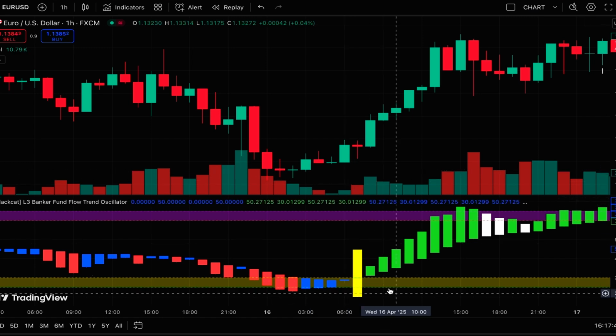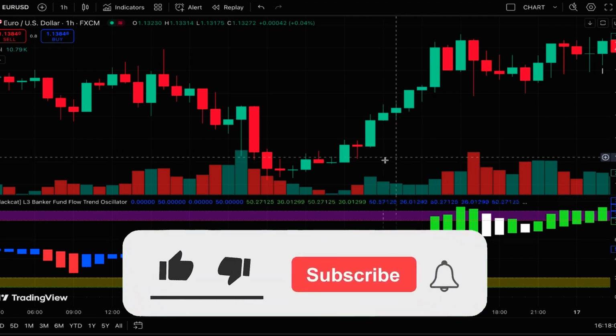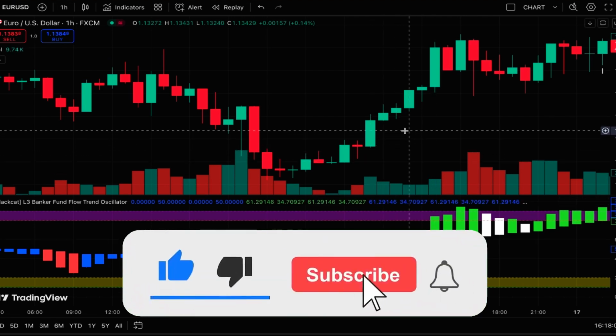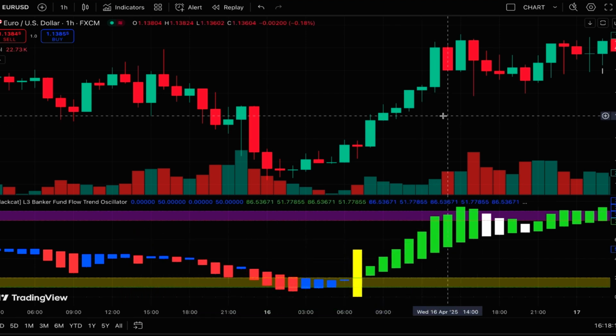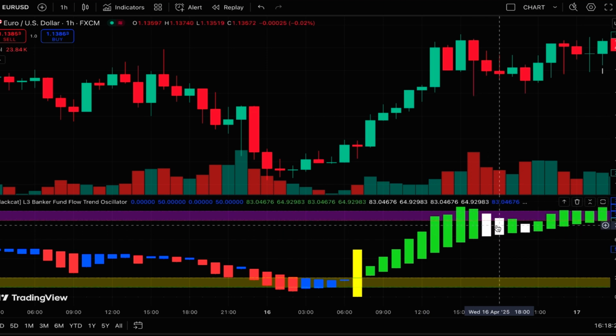When we have green candles, it shows that bankers are increasing their positions gradually. This is also a period when retail traders are entering the market, and bankers and institutional traders are getting ready to reduce or exit their positions. When we have white candles, it shows that bankers are decreasing their position sizes.